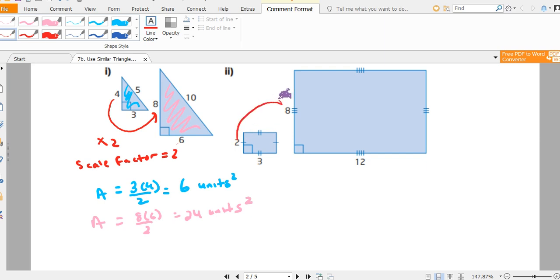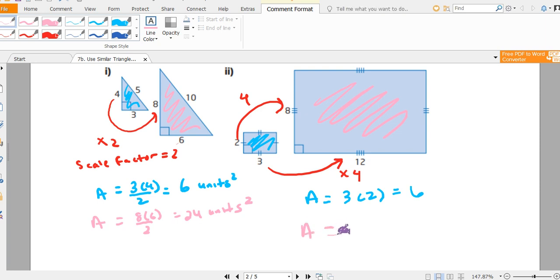Well, what's the scale factor here? Well, that looks like it's times 4, and that looks like it's times 4. Okay? So let's look at the area of the little guy. The area of that will be just length times width, 3 times 2 equals 6. Let's look at the area of the big one. The area of the big one will be 8 times 12 equals 96.